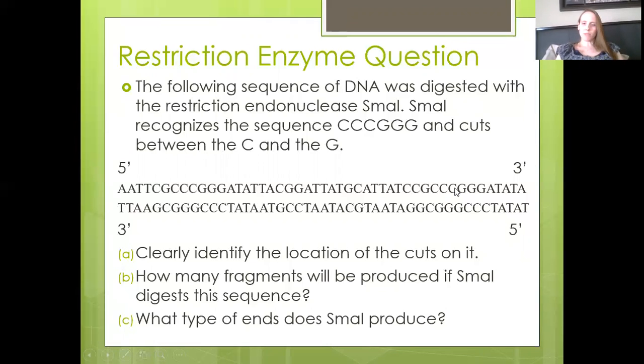So how many fragments would you get? You would get 3. You would get either end plus the bigger one in the middle. And what type of ends does it produce? Well, because it's cutting straight through between the C and the G on both the top and the bottom, it would make blunt ends. You wouldn't get sticky ends from this.